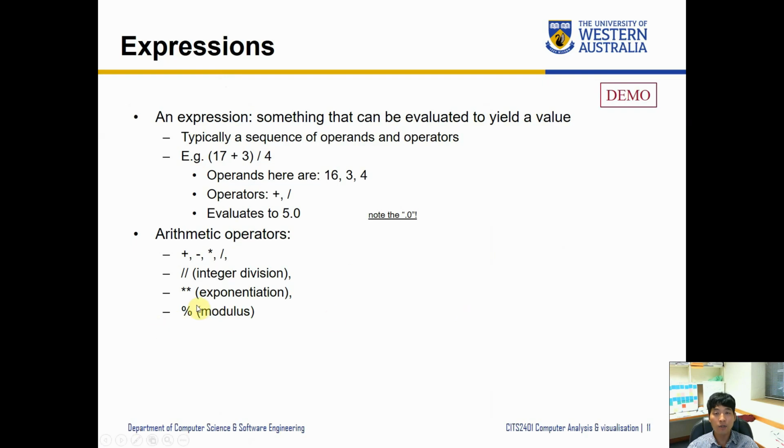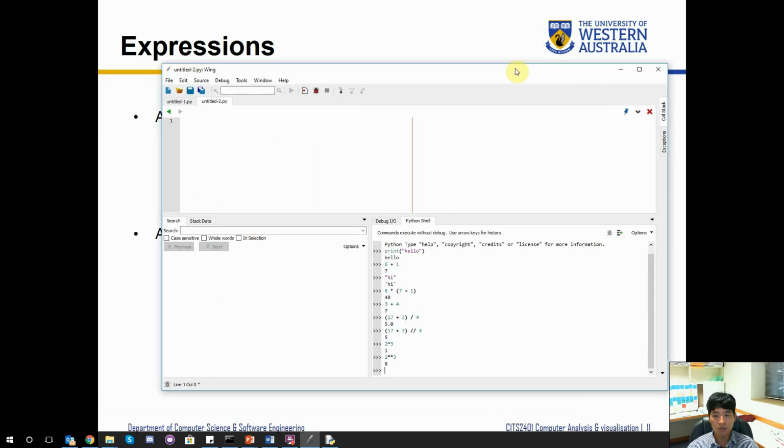Okay, and the last one is modulus, which can be done with the percentage sign. So a modulus is calculating the remainder after dividing the value. So if I have 10 modulus 3, what do you think we're going to get?